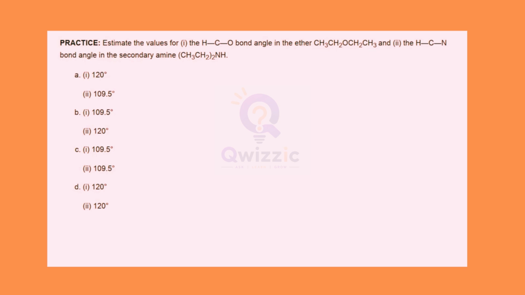Alright, hello everyone. So for this question, let's go ahead and estimate the angles for number 1, the HCO bond angle in the ether diethyl ether, and for part 2, the HCN bond angle in the secondary amine diethylamine. Here we have 4 different answer choices labeled A through D, proposing different bond angles for parts 1 and 2, ranging from 120 degrees to 109.5 degrees.